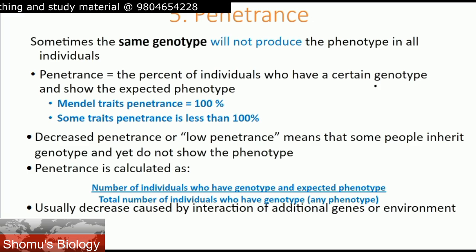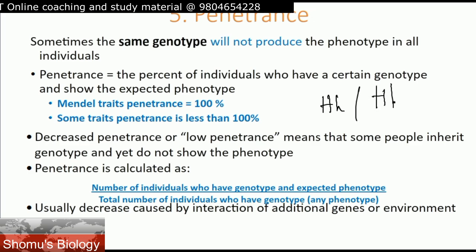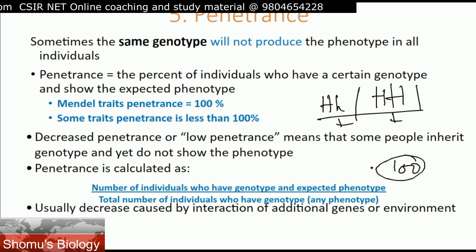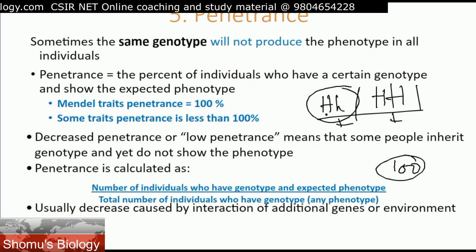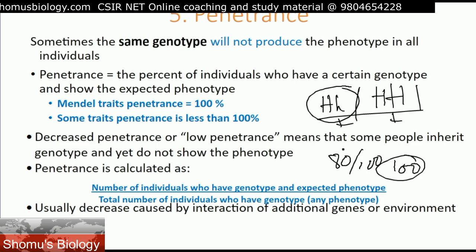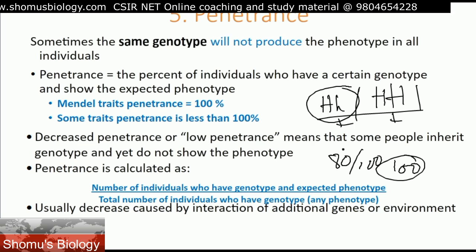Now we will talk about two more terms, penetrance and expressivity. Sometimes the same genotype will not produce the phenotype in all individuals. Because when we say this person is heterozygous or homozygous dominant, we mean some phenotype attached to them. But let's say there are 100 individuals, and all of them have this heterozygous genotype. So they're supposed to express the phenotype of this genotype. But only 80 out of 100 are expressing that phenotype. 20, although they have the genotype, are not expressing the phenotype. We call it penetrance.